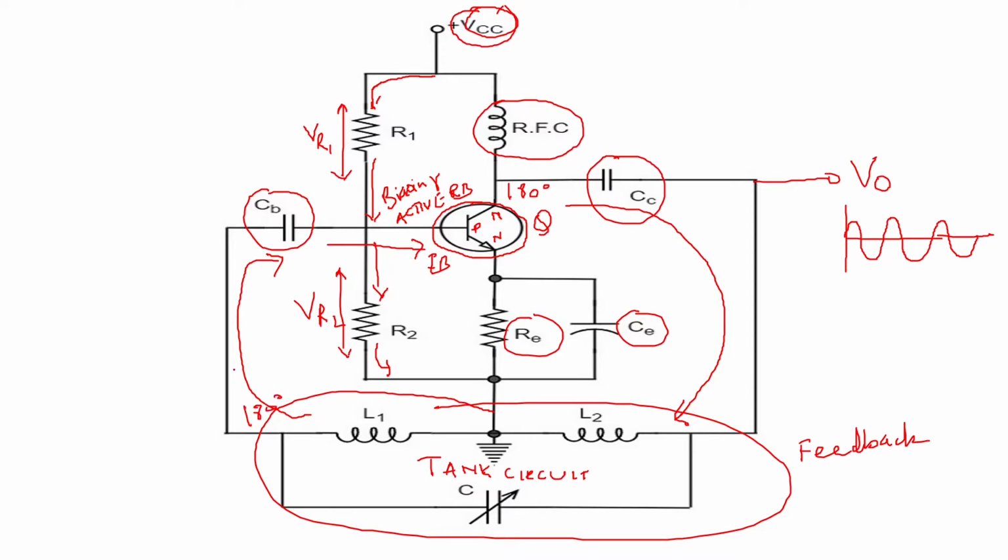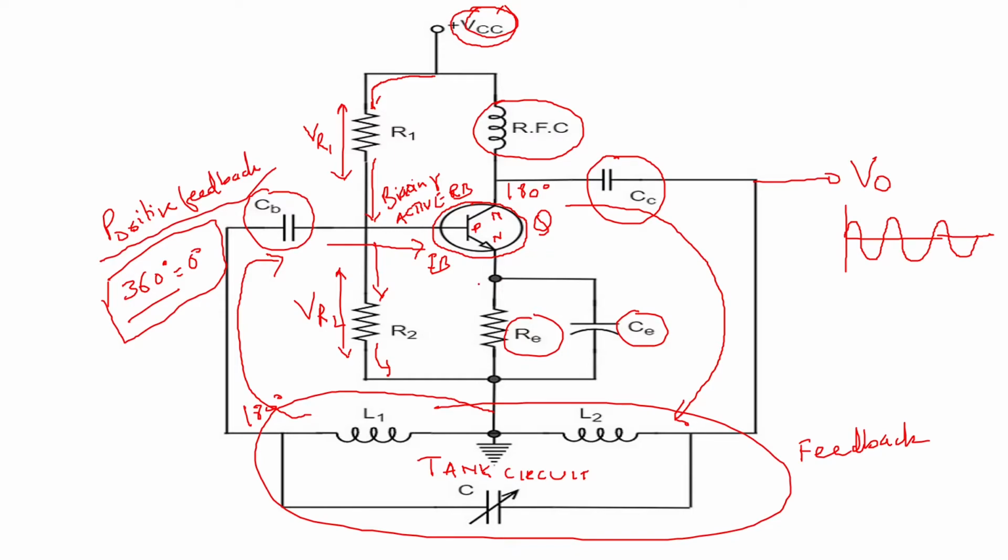So 180 degrees by the transistor and 180 degrees by the tank circuit will make it 360 degrees. So here you can see it will be a 360-degree phase shift, which is nothing but 0 degrees. So it is a positive feedback to the amplifier, and this will make it work as an oscillator.